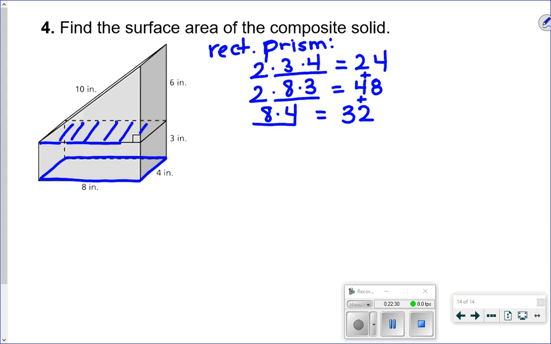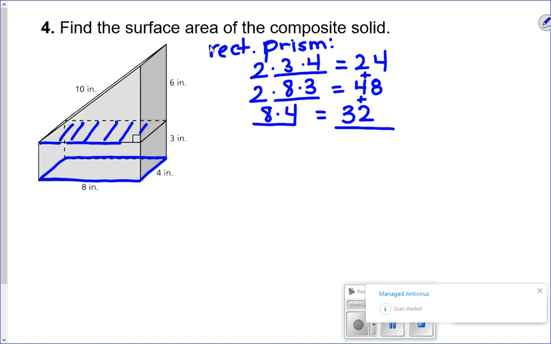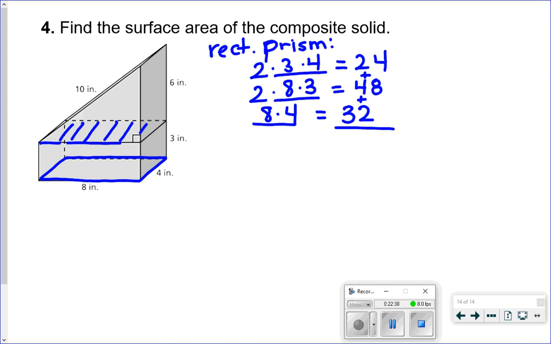All right, so those are all numbers that I'm going to add together. I guess I'll go ahead and do that for my prism. Okay, so that gives me a surface area of 104 for all the parts of the rectangular prism. Okay, so now I'm going to do my triangular prism.